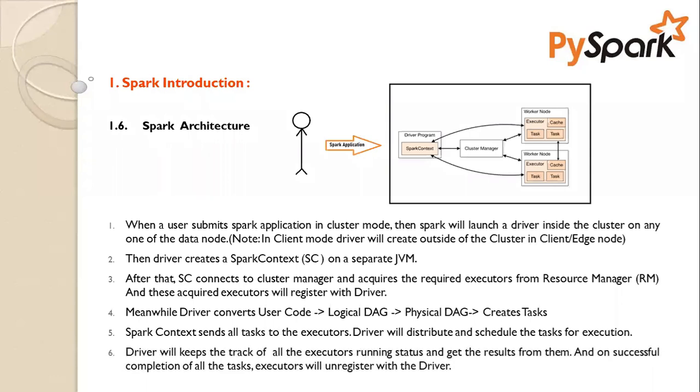The final step is the sixth step. What will happen? The driver will keep track of all the executors' running status and get the results from them, right? Once execution completes, the result will move to the driver. And on successful completion of all the tasks, the executor will unregister with the driver. That's how it ends. Whenever you face this question in any interview, you explain these 6 steps. That's enough for my knowledge.